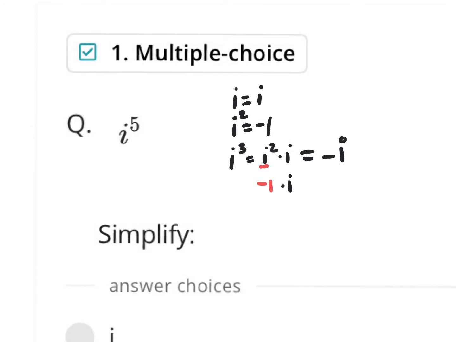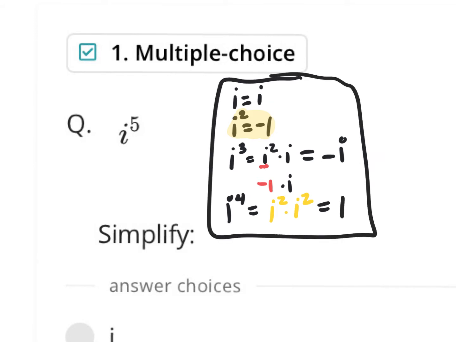And then i to the fourth, that one's a beautiful one, because if we know this fact that i squared equals -1, which we should all have memorized, then i to the fourth is really an i squared times i squared, which is really a -1 times a -1, which is a +1. So knowing these four, all else could be done really easily.